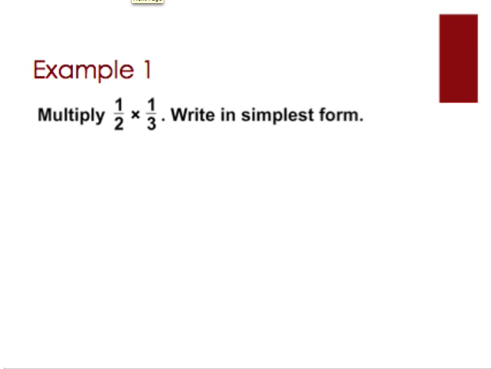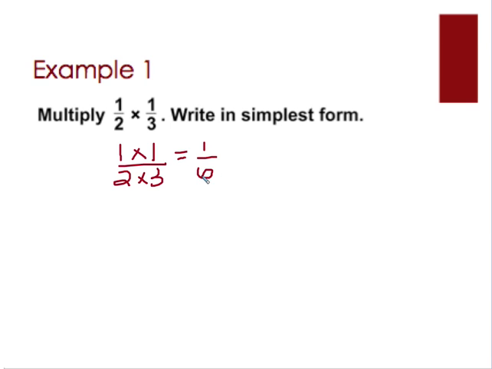Let's move on to example 1. Example 1 is 1/2 times 1/3. This is a really easy problem. Remember what I said? Multiply your numerators by your denominators. 1 times 1 is 1. 2 times 3 is 6.